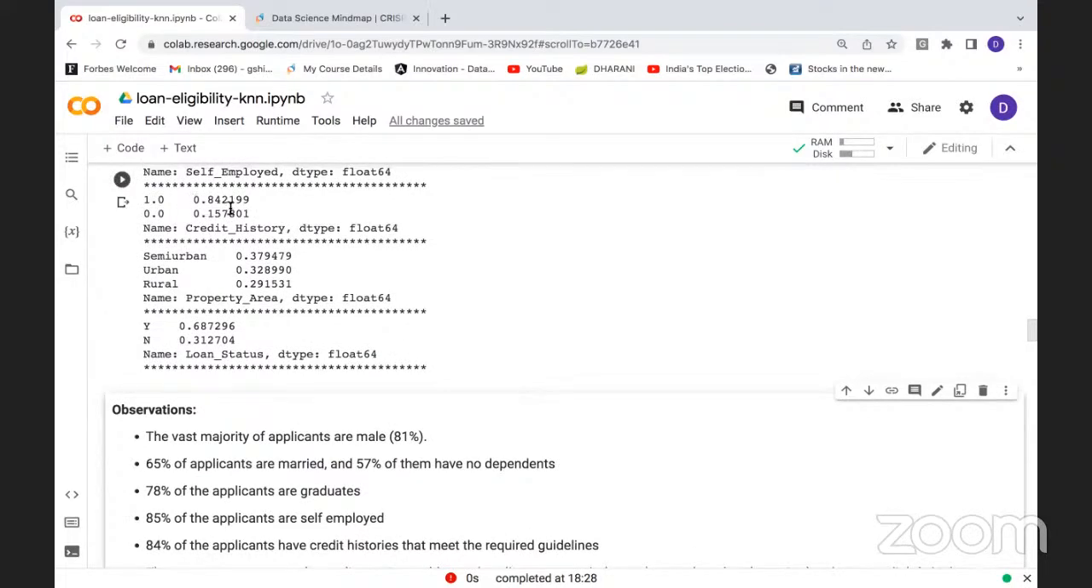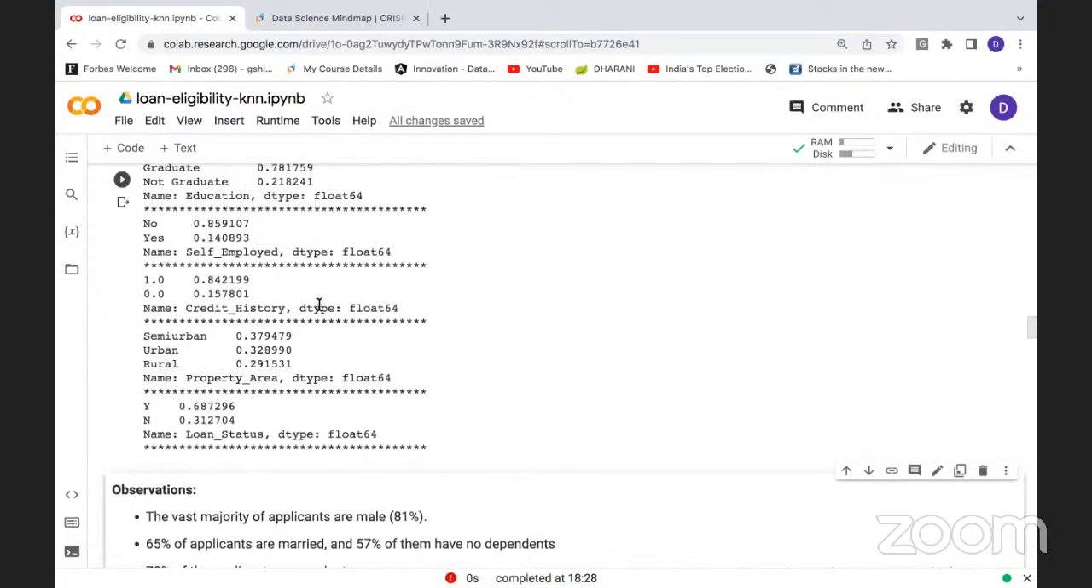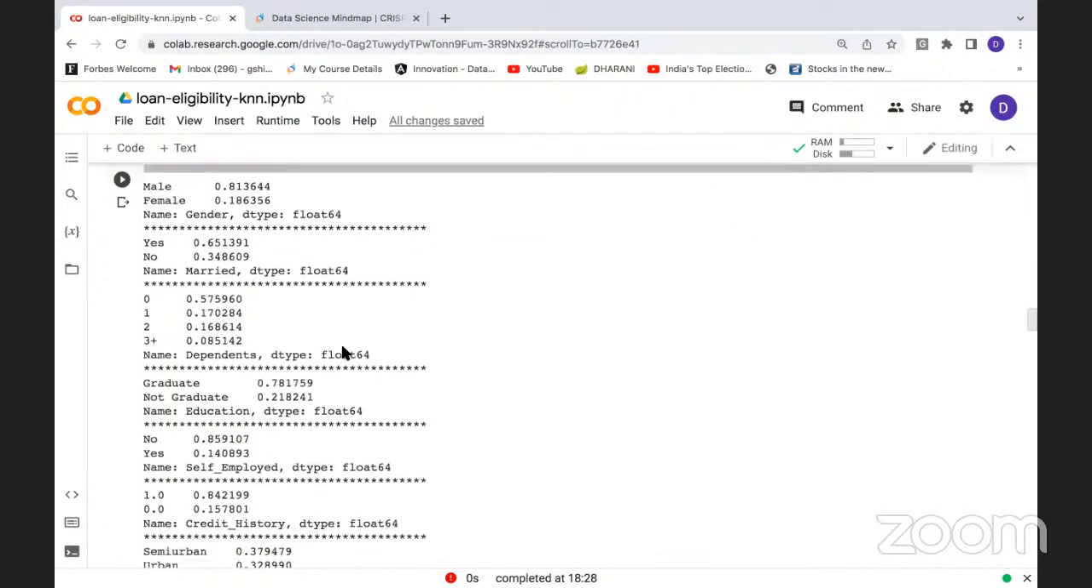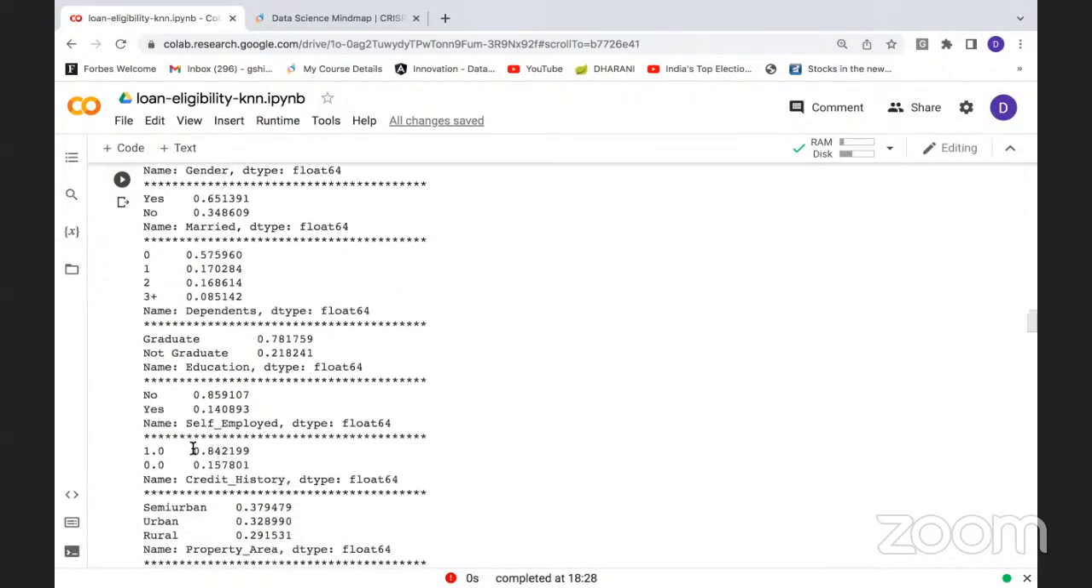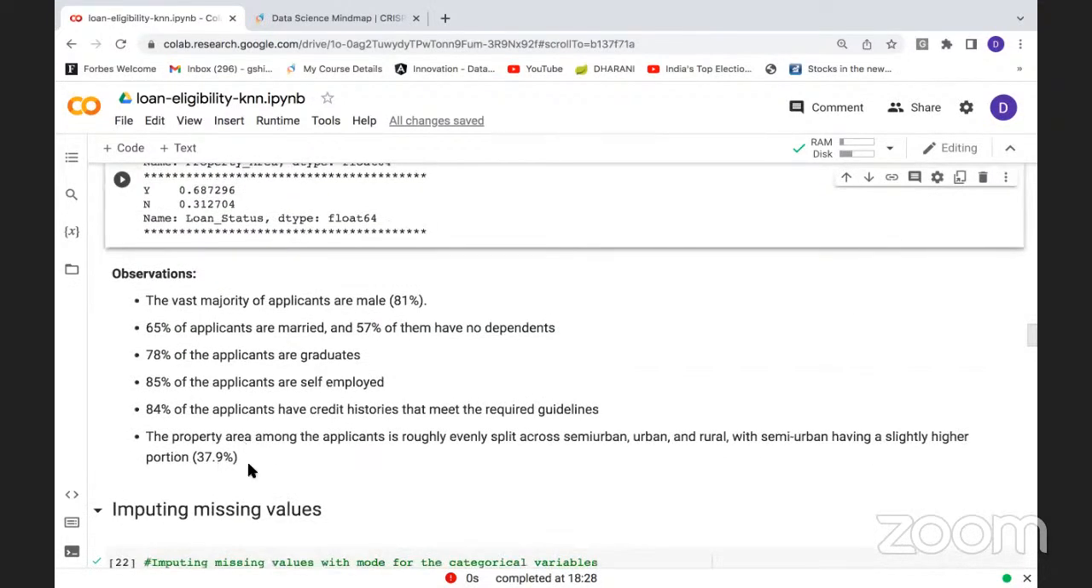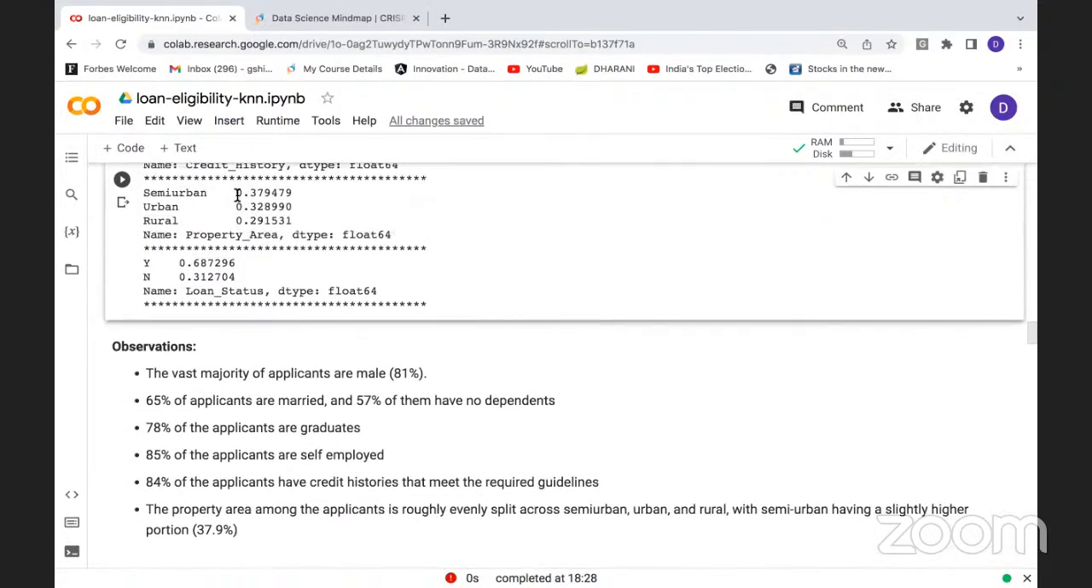See here, where is our credit history? Gender, married, dependent, self-employed, credit history, 84%. The property area among the applicants is roughly evenly split, but semi-urban is more, 37% is semi-urban.